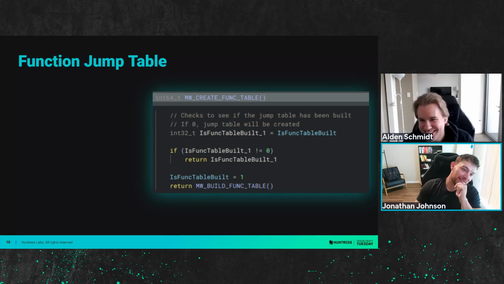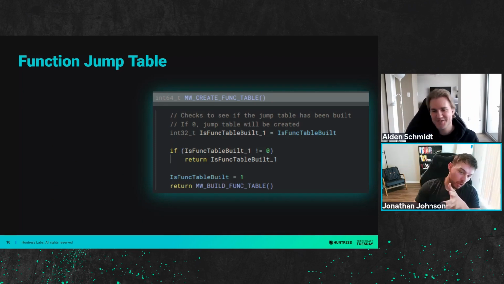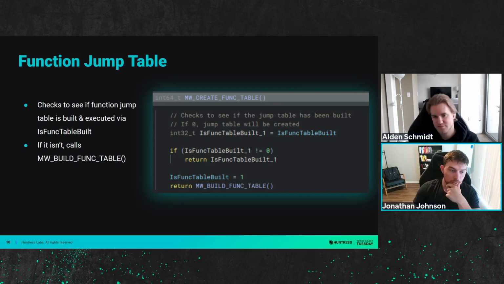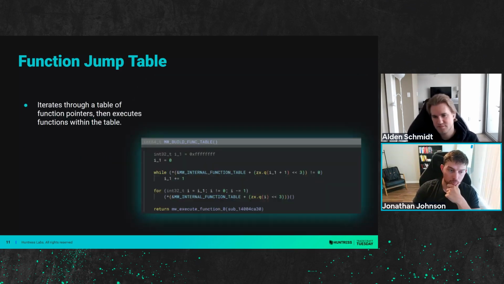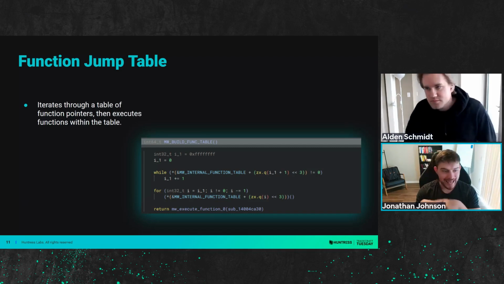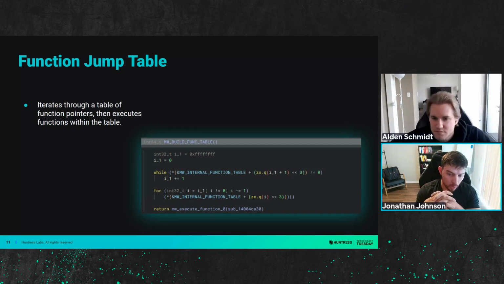So if we dive into the jump table, the first thing that gets called is obviously this MW create function table. Within here, there's just a global variable that gets set. It gets checked to see, hey, did this already get done? If not, go ahead and do it, and then the value goes to 1 to show that it was done. But it essentially just calls MW build a function table. Within here, it iterates through a table of function pointers, makes sure it's built out properly, and then goes and actually executes those functions within that table.